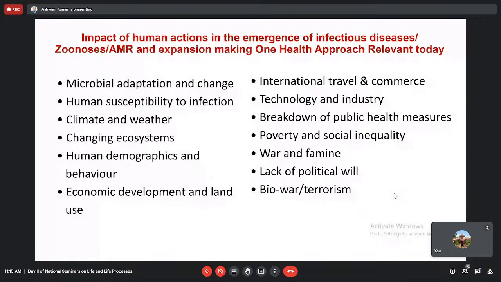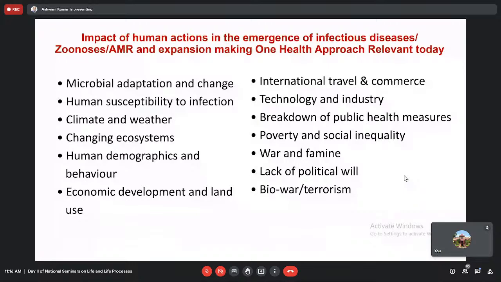And poverty and social inequality is another reason, and war and famine, they also lead to such kinds of disasters and the breaking up of the health systems, and also the normal life that gets disrupted, and of course the lack of political will and bioterrorism, which we all know is becoming a very big threat over a period of time.